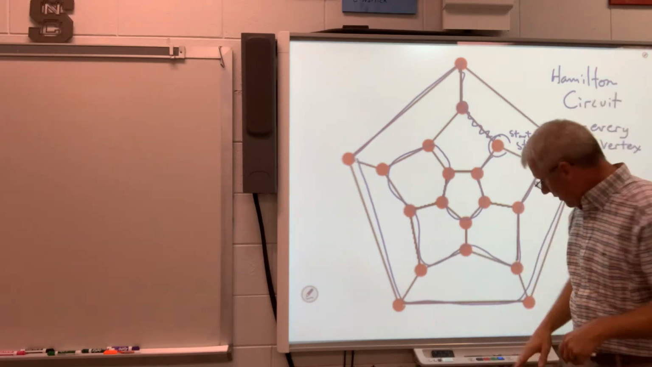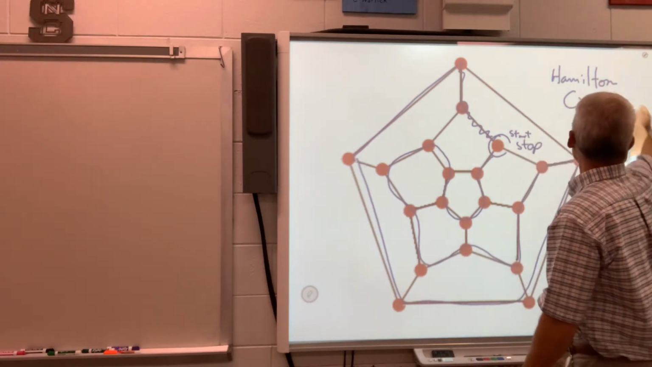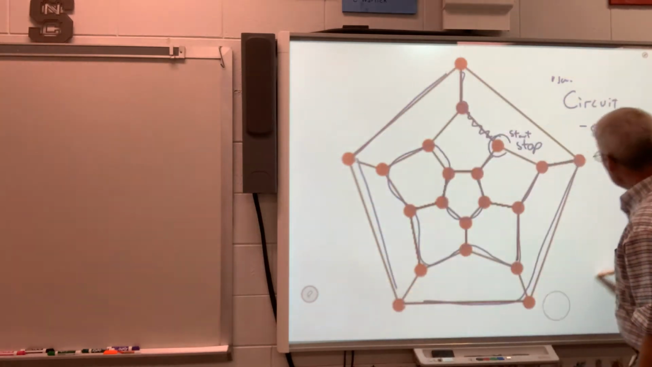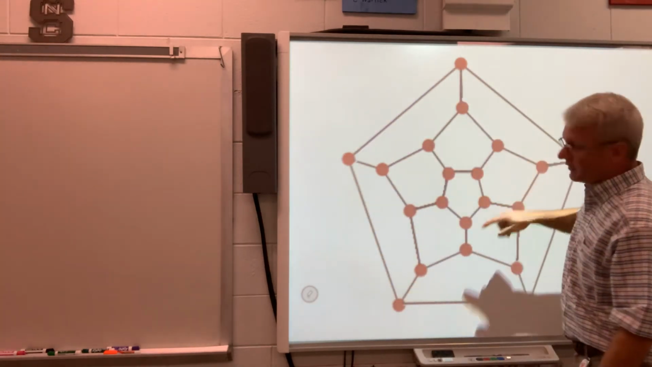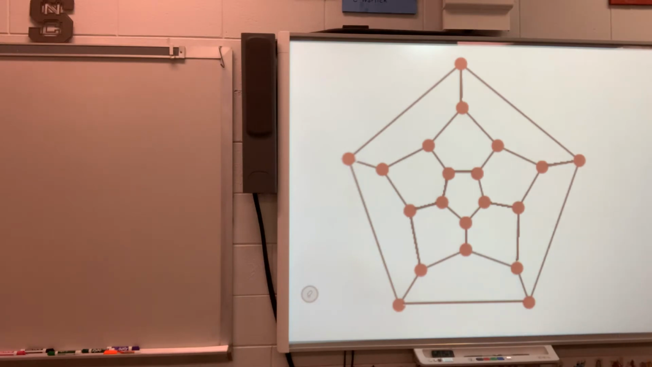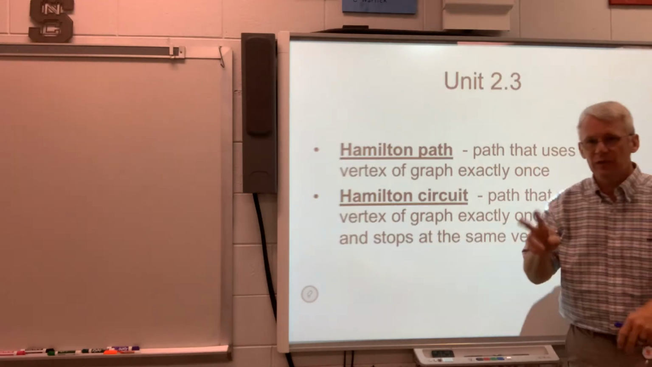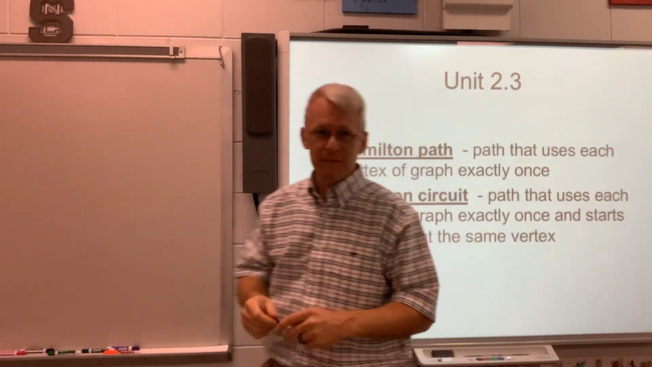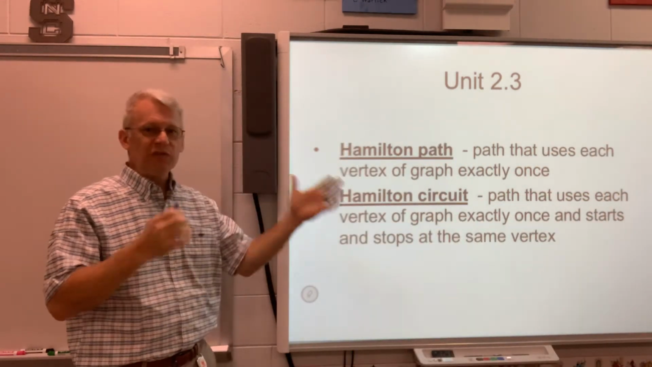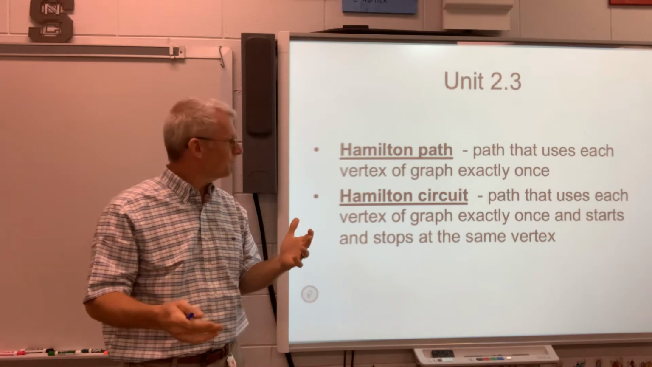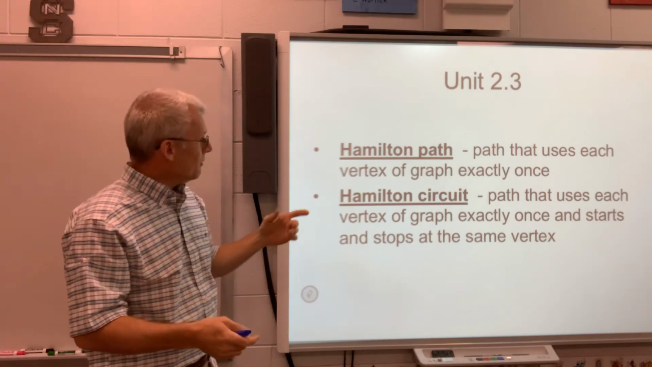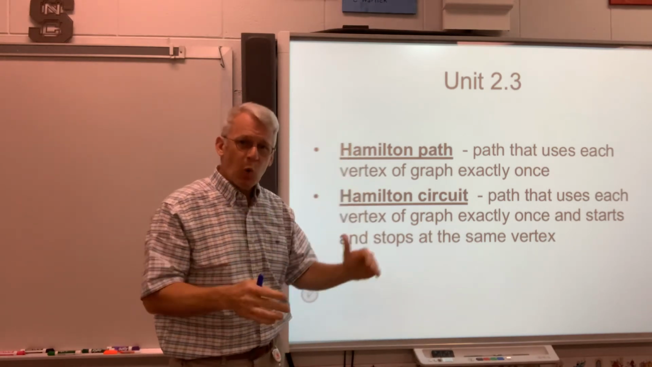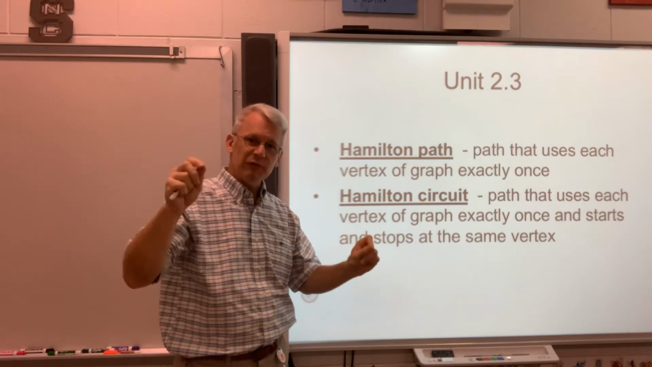So what about this? This is actually really used a lot in computer science. You have two things that are really a big deal. You have a Hamiltonian path, and that's one of those things where you start and stop at different vertices. No matter what, it has to be different vertices.